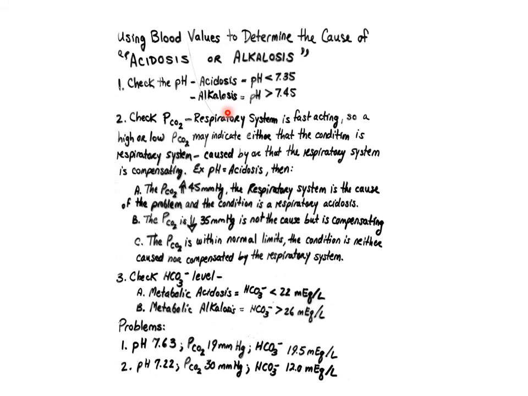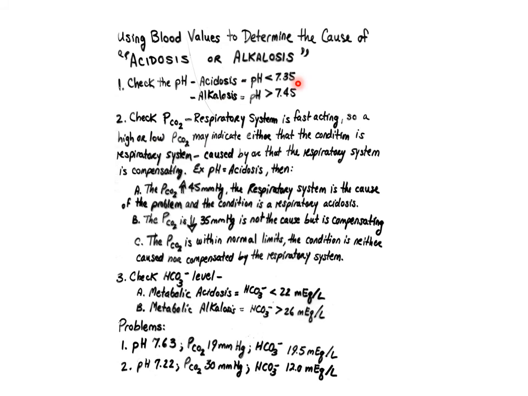Now, we know the pH level is 7.35 to 7.45. We know that the normal CO2 level is 35 to 45 millimeters of mercury pressure. And then you have to look at the bicarb. The bicarb level is 22 to 26 milliequivalents per liter.